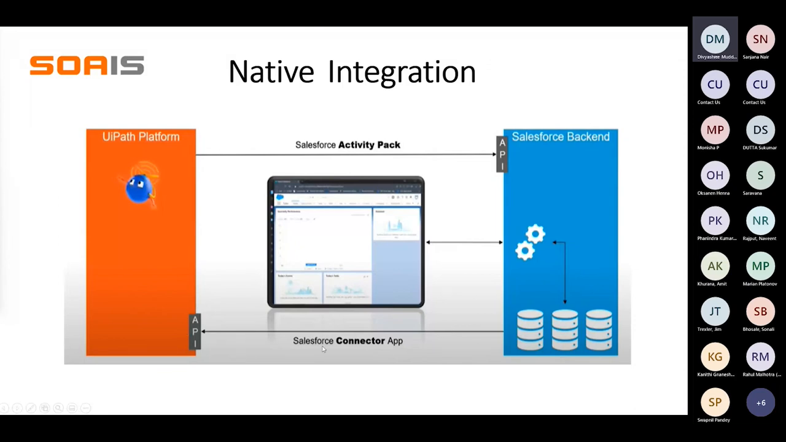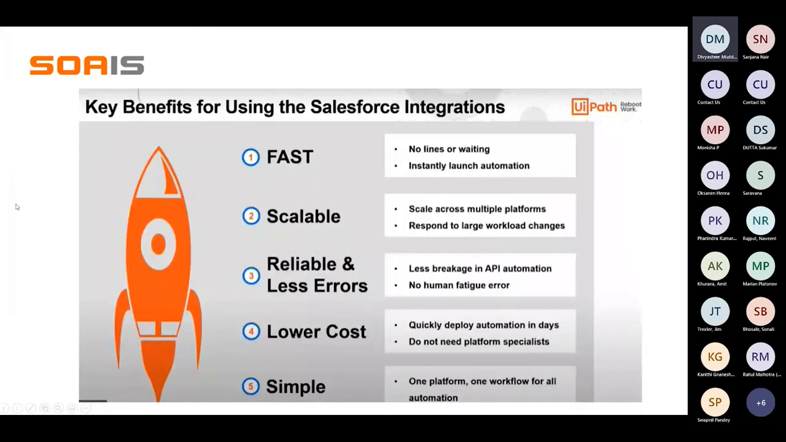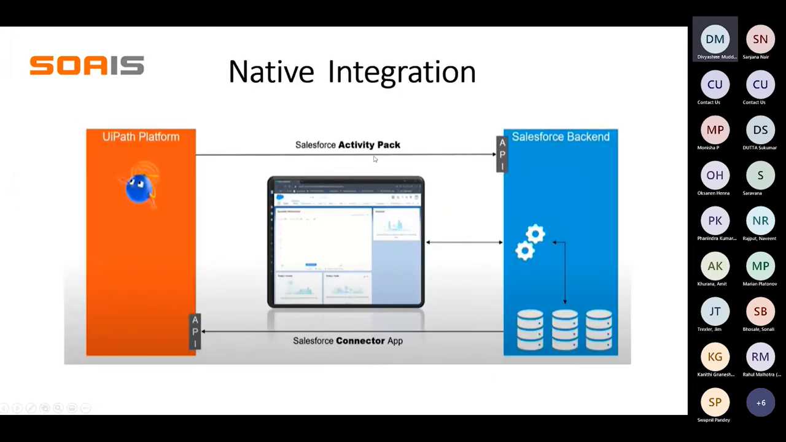Once we are able to successfully connect UiPath with Salesforce, we can use the Salesforce activity pack, and then we will be able to perform all the actions, the update or insert or any changes we make in the Salesforce backend. And whenever we refresh the UI of the Salesforce application, the changes made from UiPath will be reflected. How that can be done, we will show in our coming demo.